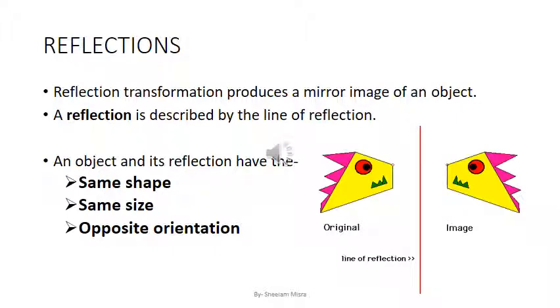So what is reflection? Reflection transformation produces a mirror image of an object. The reflection is described by the line of reflection. An object and its reflection have the same shape and size but opposite orientations.